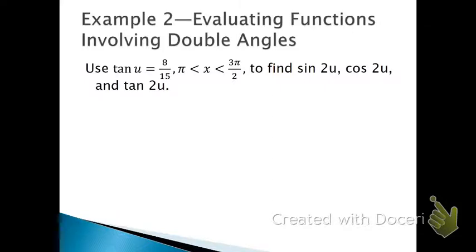All right, example 2 says use tangent of u equals 8 over 15. And that should be a u in the middle there. U is between pi and 3 pi over 2. Find sine of 2u, cosine of 2u, and tangent of 2u.